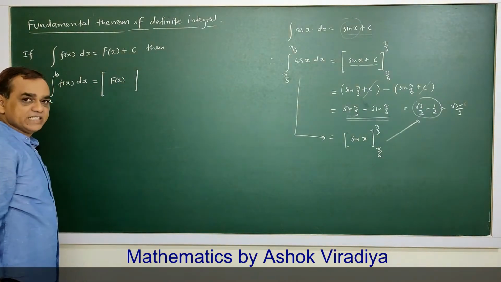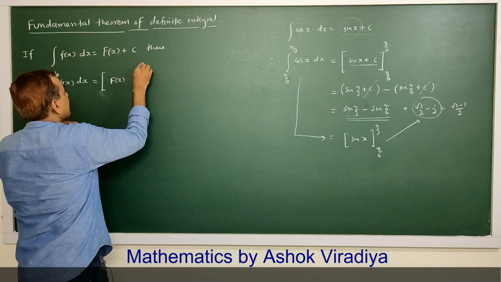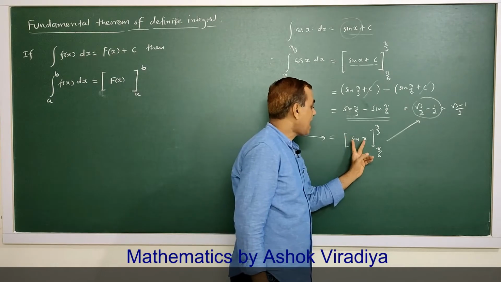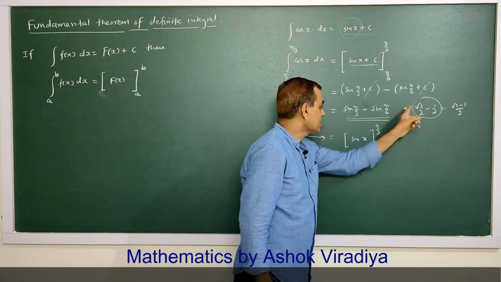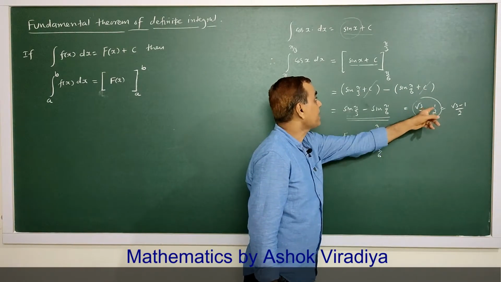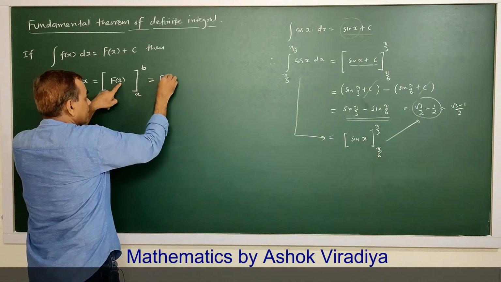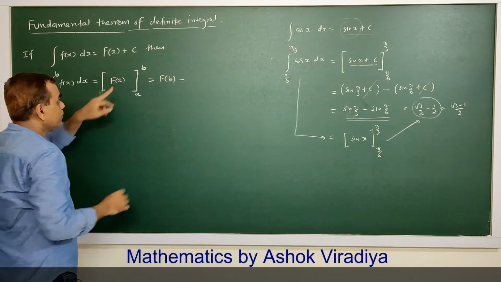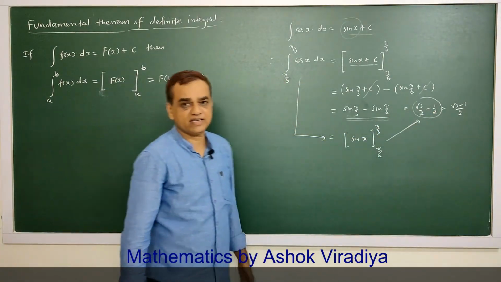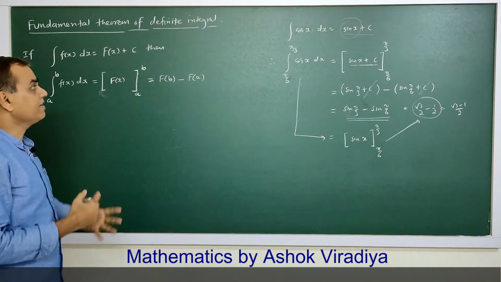No need to put c. Keep the lower limit at the lower end, and the upper limit at the upper end. So its value is capital F of b minus capital F of a. So it is equal to: upper limit put b, minus, then put lower limit a, F of b minus F of a. This is said to be the fundamental theorem or fundamental principle of definite integral.